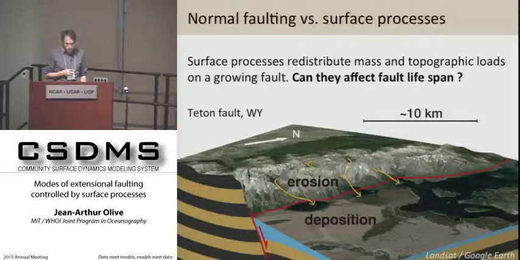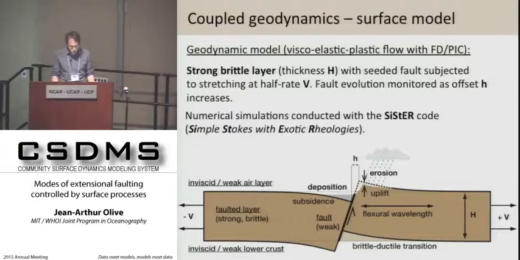So the coupling was done within the framework of a code that we developed. It's called SISTER, for Simple Stokes with Exotic Rheologies. In this case, our exotic rheology is viscoelastoplastic flow. And we focus on a typically 15 kilometer thick brittle layer that represents the continental upper crust that is subject to extension at a rate v. Its thickness will be varied. We'll call that parameter h. And it's actually sandwiched between a weak air layer and a weak lower crust layer, which I'm not going to show in any of those snapshots.